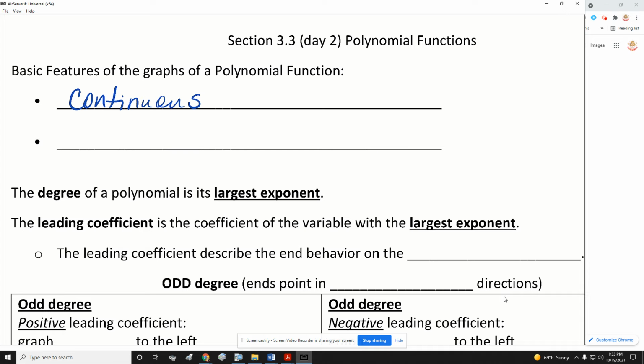All right, and a polynomial function graph is going to have smooth, rounded turns.